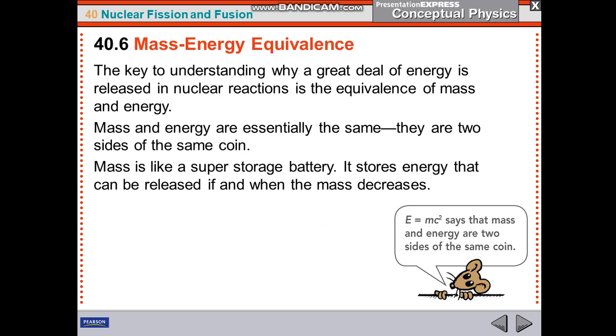Mass is like a super storage battery. It stores energy that can be released if and when the mass decreases. It means when there is a mass, it can be used as energy.